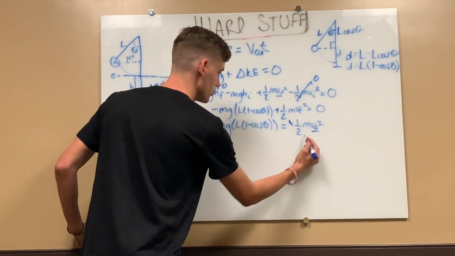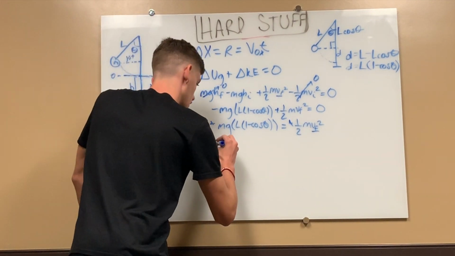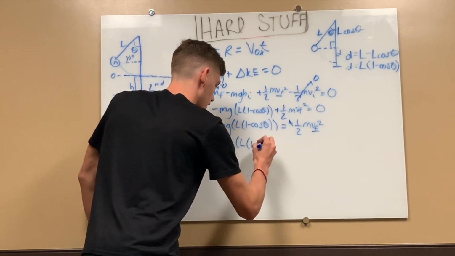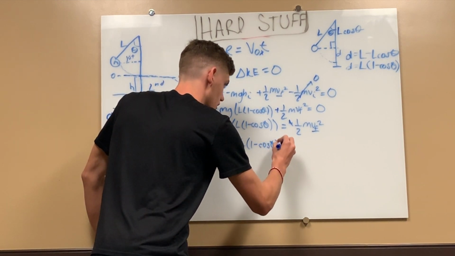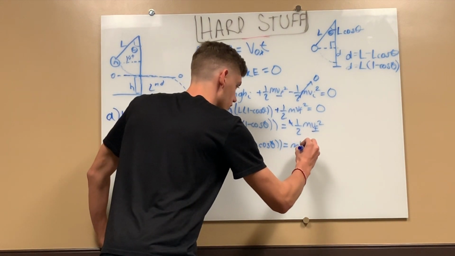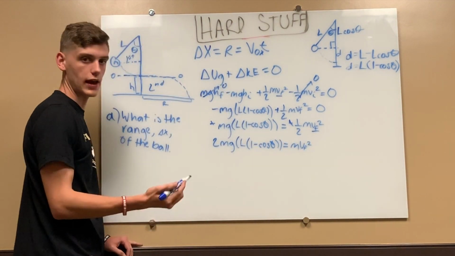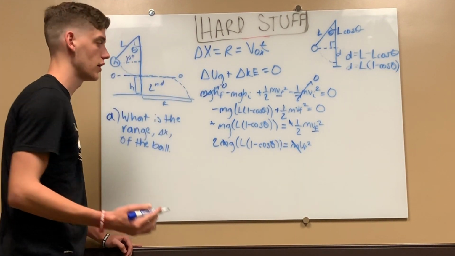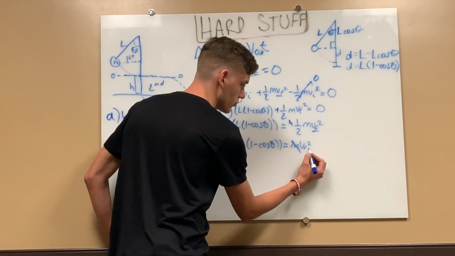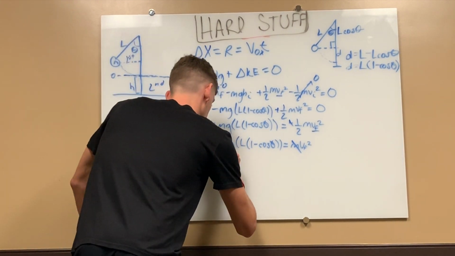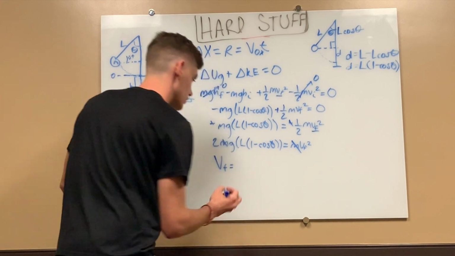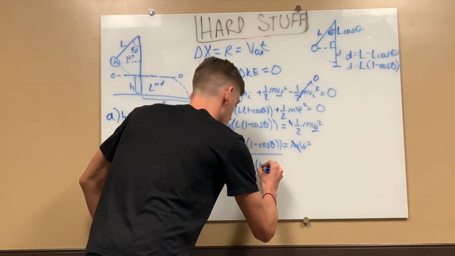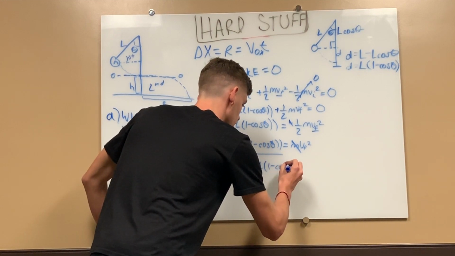So I'm going to multiply by 2 on both sides, giving us 2 mg L times 1 minus cosine theta equals mv final squared. And now we can see that we have m on both sides of the equation. So those cancel out. And now all I'm going to do is take the square root of both sides, so that we have velocity final equals the square root of 2g L times 1 minus cosine theta.